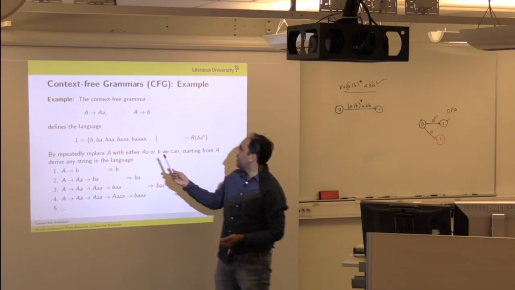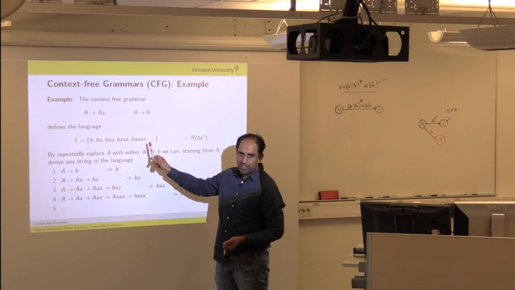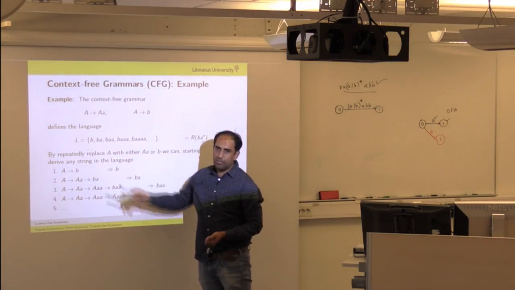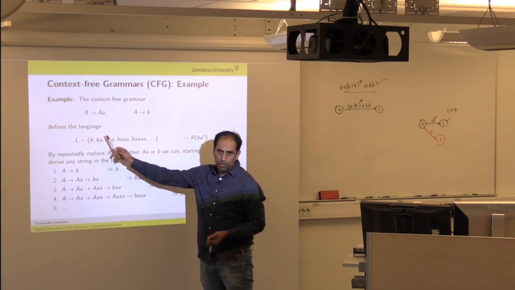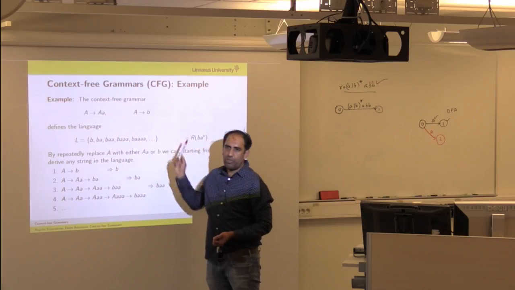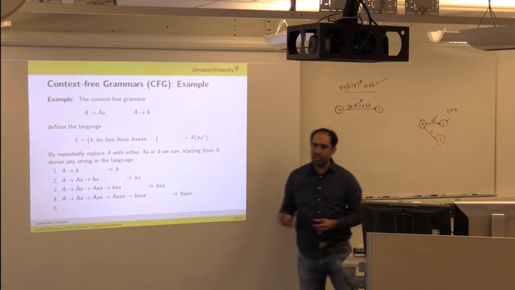So it means that the strings in this language will be starting with B, and then it could have 0, 1, or more than 1 number of A's. Okay.